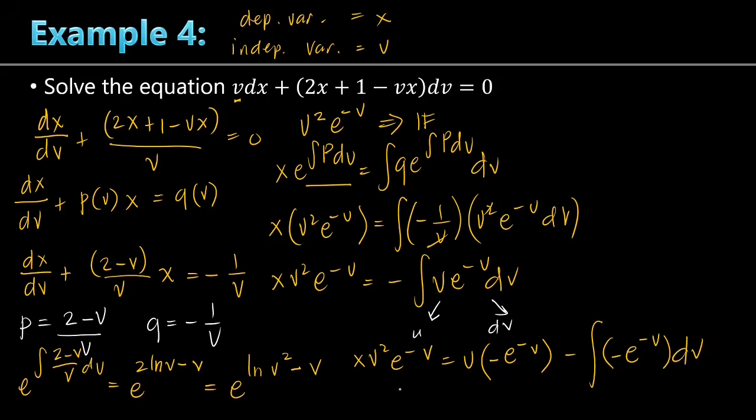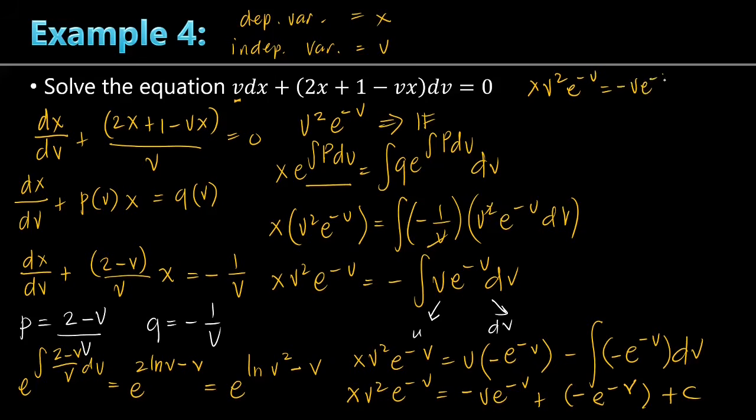So, now, simplify na natin ito. X v squared e to the negative v equals negative of v e to the negative v. Minus minus is plus. Pero kapag in-integrate mo yung e to the negative v, ang sagot doon, negative e to the negative v pa rin. Lalagyan ko lang ng plus c. Di ba? So, sulat natin yung sagot dito ha. Rewrite natin. We have x v squared e to the negative v equals negative v e to the negative v minus uli. Minus e to the negative v plus c.